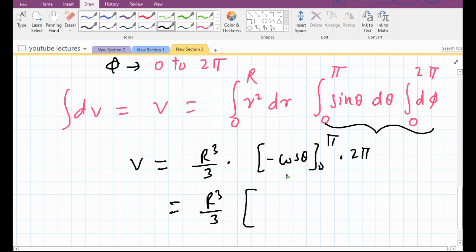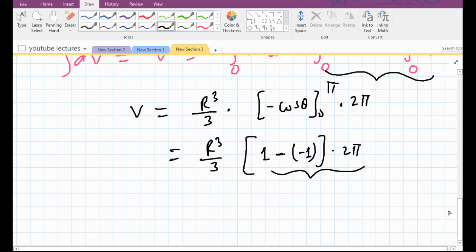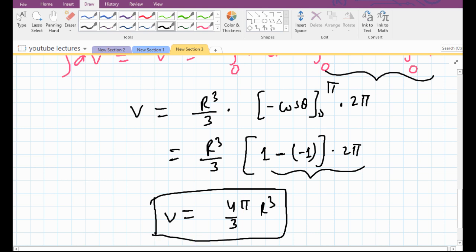R³/2 times cos θ: cos π is minus 1, minus minus gives plus, and cos 0 is 1, so it is negative of 1. You can figure it out. And 2 into 2π, that is all 4π, so 4/3 π R³, and this is the simple volume of the sphere.